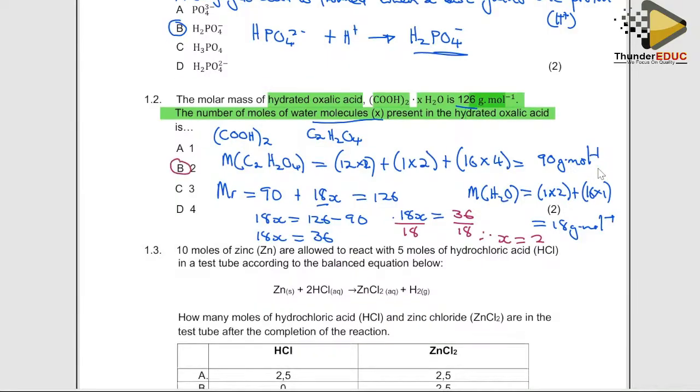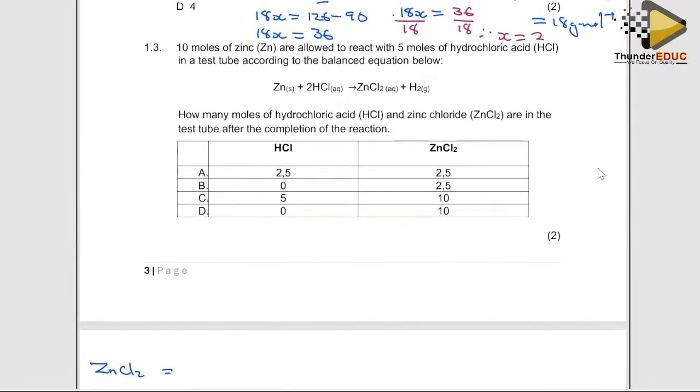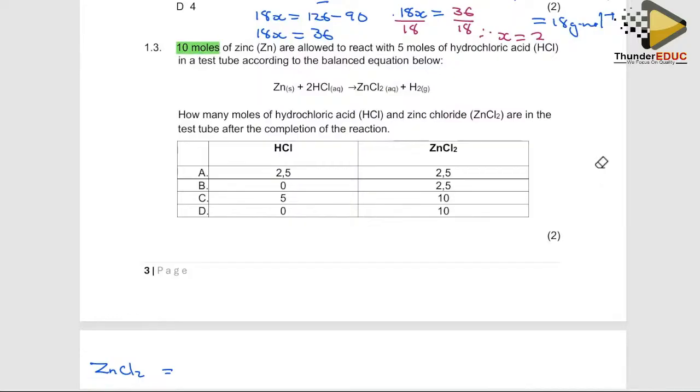Then I'll proceed to question 1.3. Question 1.3 reads: 10 moles of zinc, we're given 10 moles of zinc, is allowed to react with 5 moles of HCl.